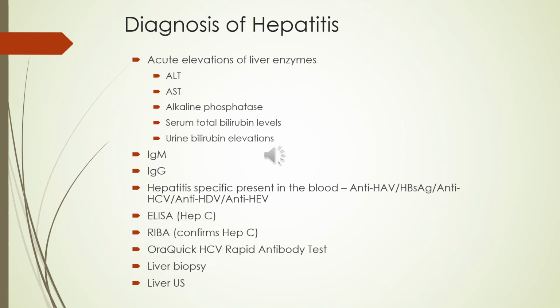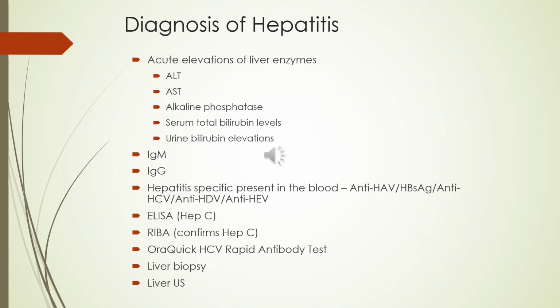So diagnosis of hepatitis can definitely be seen in elevation of the liver enzymes like our ALT, AST, and alkaline phosphatase. We'll also see serum total bilirubin levels be elevated, and then we will see urine bilirubin levels also. So IgM and IgG are antibodies to detect previous or current infections that could be going on. We might also see hepatitis-specific markers present in the blood. So I've got those listed here for you.